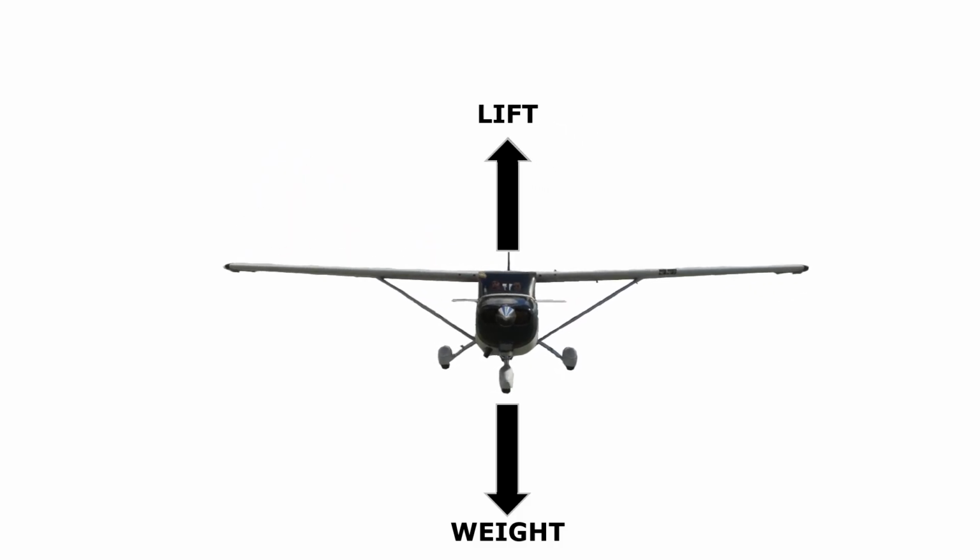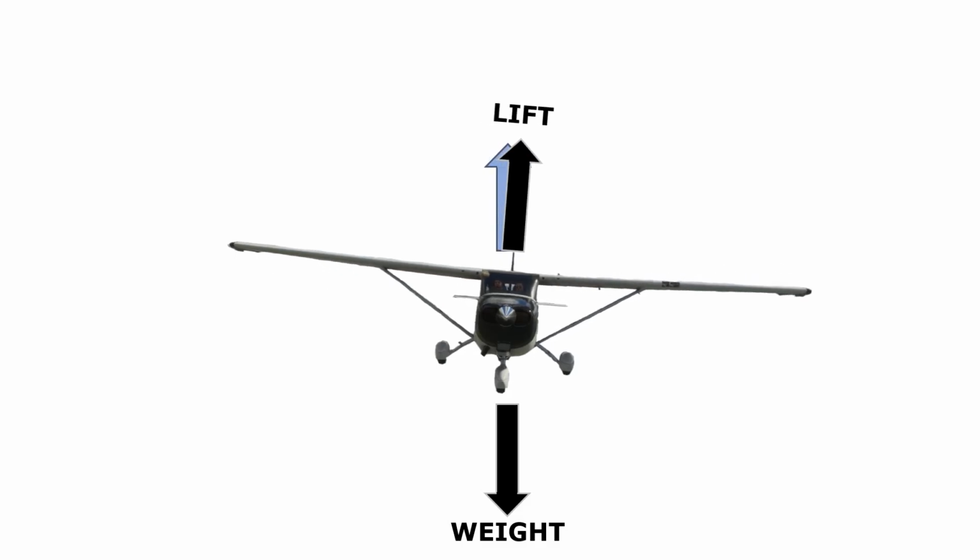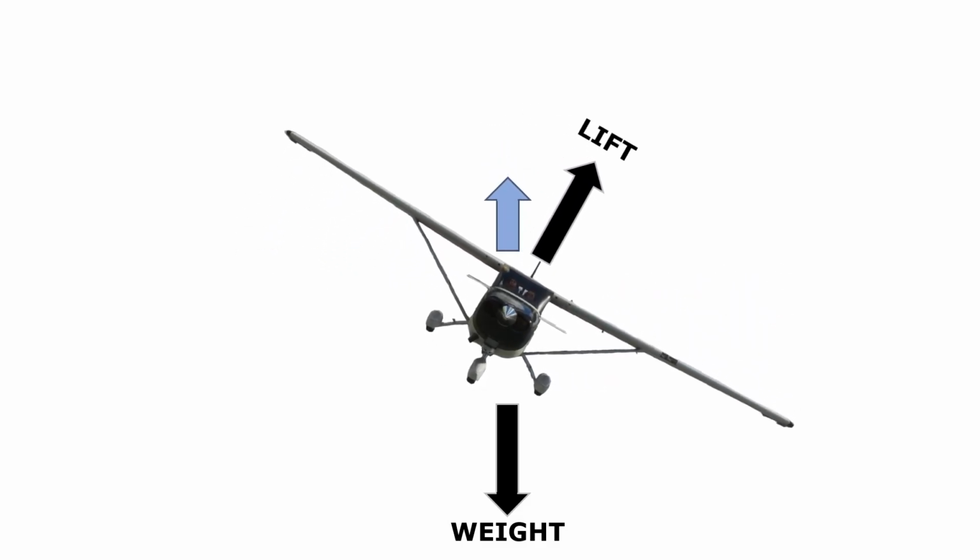What this means is that in a bank, we're not using all of our lifting force to counteract that weight. Only a portion of that lift has a vertical component, which is counteracting weight. And that vertical component of lift gets smaller the steeper we bank the aircraft. When we have less lift to counteract weight, we won't be in equilibrium and won't be able to maintain altitude.